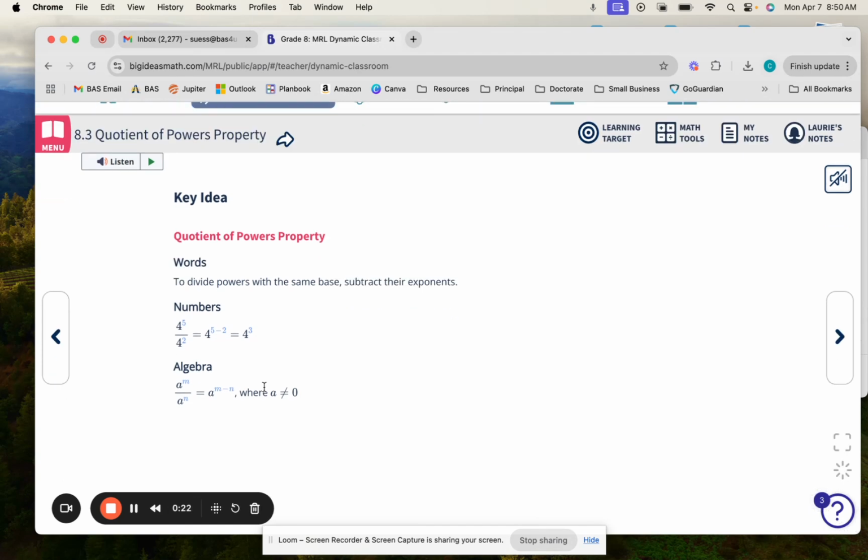We already learned exponents when you're multiplying, that you're going to actually add the exponents. A power to a power, what do you do with those exponents? Add. Nope, power to a power, multiply. In this case, when you're dividing 4 to the power of 5 over 4 to the power of 2, you subtract the exponents. So you take the top exponent, subtract the bottom exponent.